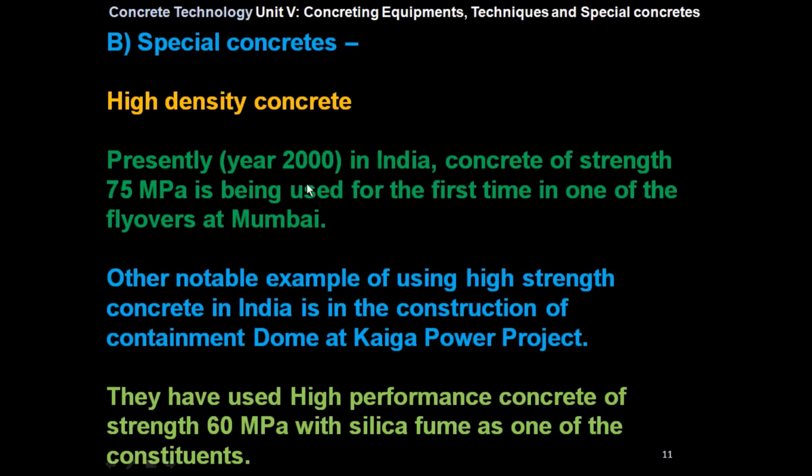Presently, in the year 2000 in India, concrete of strength 75 megapascal is being used for the first time in one of the flyovers at Mumbai. Another notable example of using high strength concrete in India is in the construction of the containment dome at Kaiga Power Project. They have used high performance concrete of strength 60 megapascal with silica fume as one of the constituents.